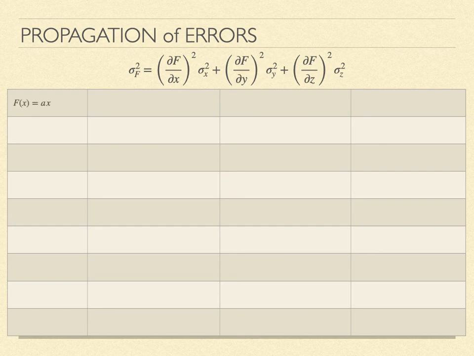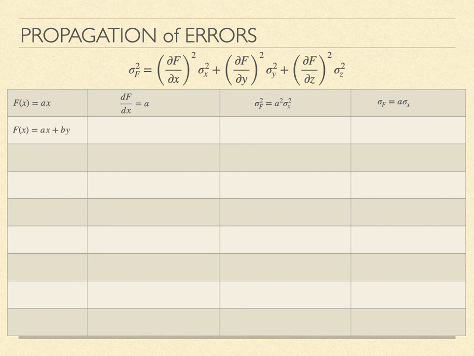The first functional relationship we will consider is to just multiply a single variable by a constant. The derivative of ax is just a. The variance in f is then a squared times the variance in x. We now take the square root, and the standard deviation in f is just a times the standard deviation in x.